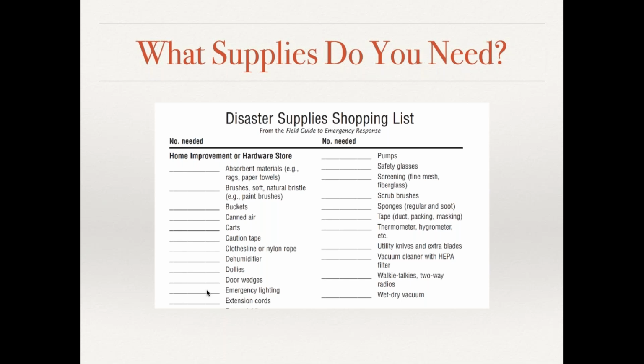So I believe that I put this list in your packet for this week, but if not, I will get it to you. This is from the Field Guide to Emergency Response. It's their disaster supply shopping list with all the things that you might decide that you need, right? So you see that they have door wedges. I don't have those on my list. Canned air, I don't have it on my list. But it's a really comprehensive list and worth having a look at.